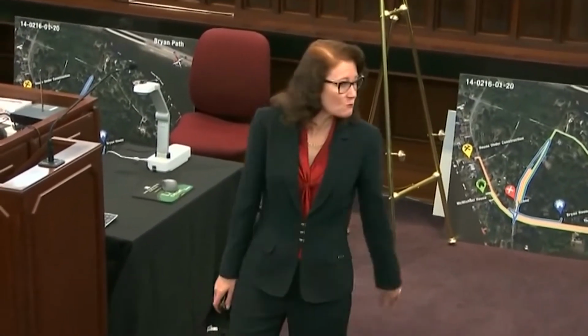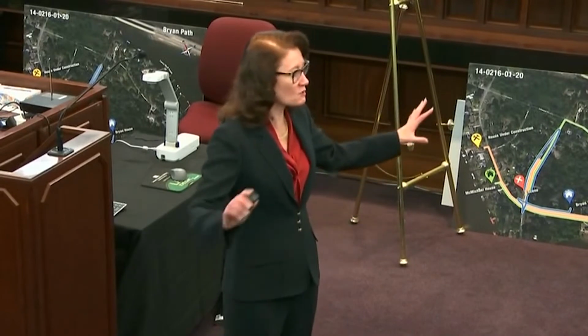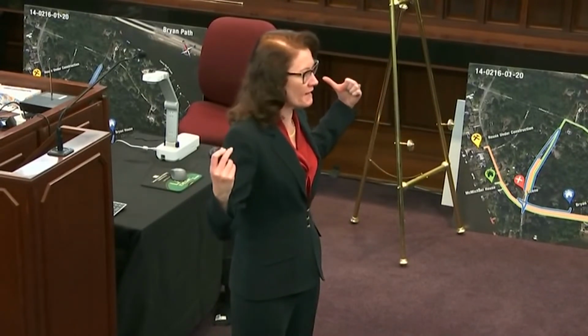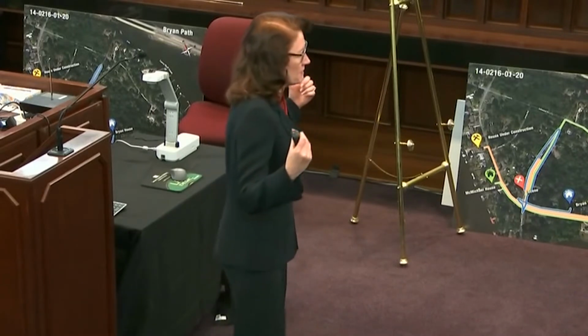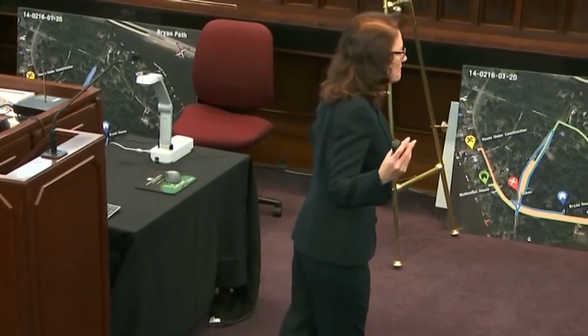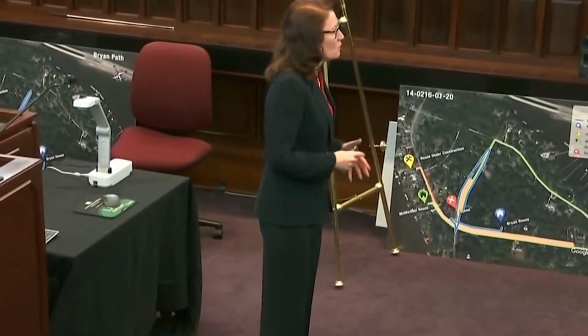The state doesn't have to prove premeditation. The state does not have to prove motive. Okay? Not required to explain to you why they did what they did. You know what they did. Some of you may know why they did it. But the state does not have to prove exactly why they did what they did.